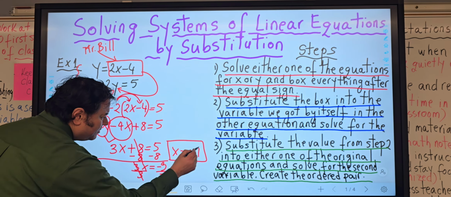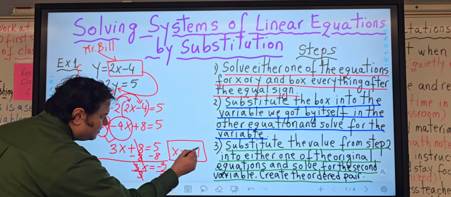Okay? Take a look for another minute or so. Make sure you write all these steps down in your notebook, and then step by step solve the system of equations by the substitution method. Okay? Let's take a look at another example now.